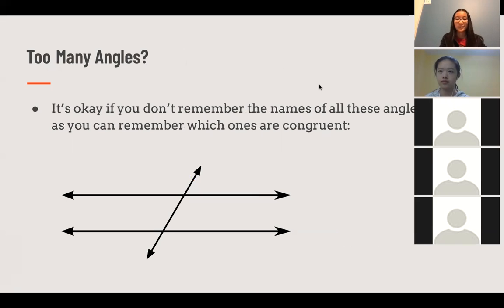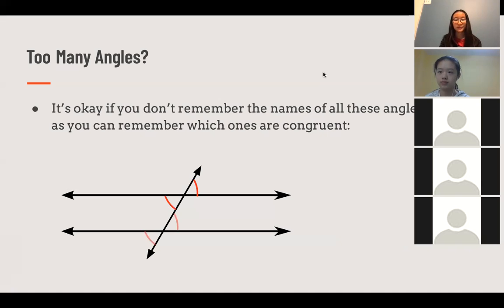All right, don't get overwhelmed, everyone, with remembering the names of all these angles. All you have to do is try to figure out which ones are congruent, and if you can do that, you can basically solve these problems. This is something you would probably learn in 8th grade, so if you're getting it now, then that's great.